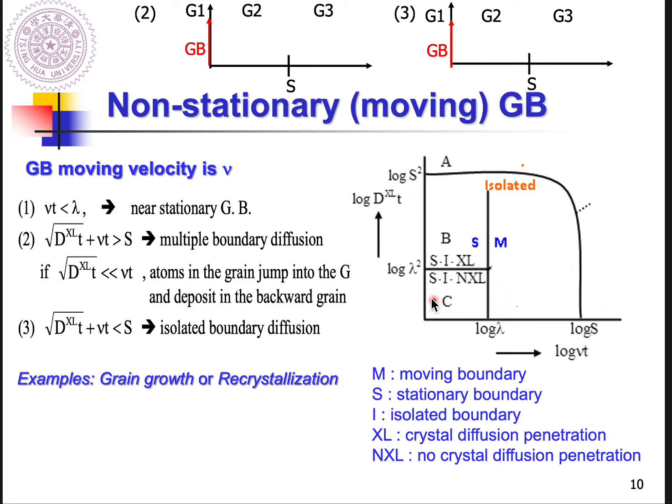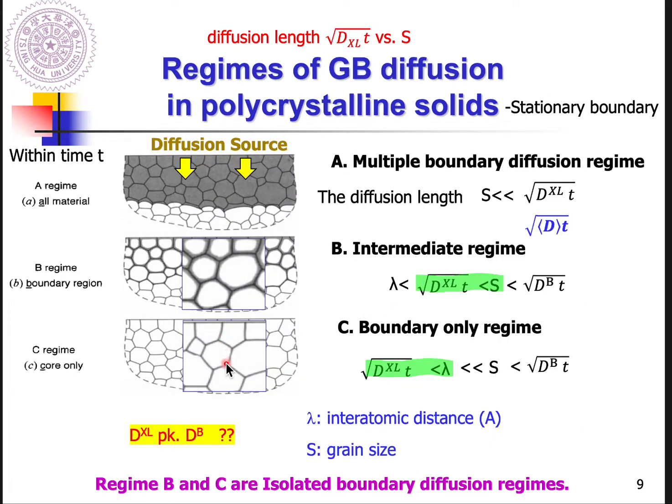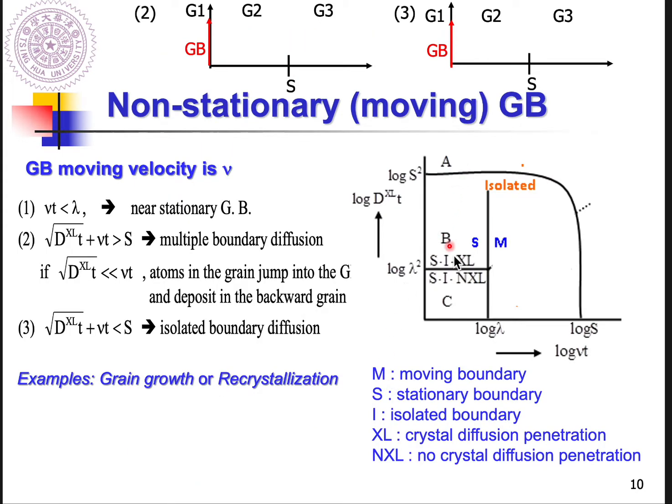And region C is what? The diffusion distance is smaller than lambda. That means the diffusion only happens where the diffusion into the grain is very, very tiny. You can ignore that. So it's region C, where lambda is larger than the diffusion distance inside the grain. Okay, so ABC is what we discussed. This portion belongs to the stationary grain boundary, and this portion definitely belongs to the moving grain boundary. And we deal with this one.